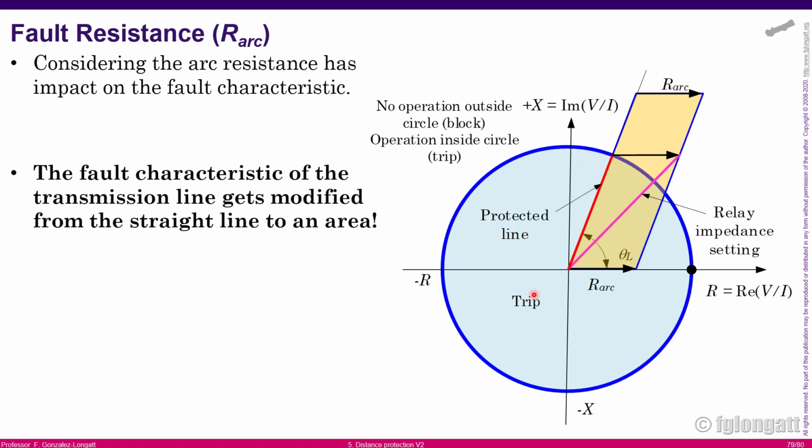My main problem is that we are studying distance protection, and what is the problem when we have an arc in distance protection? When we have an arc, we are adding resistance. Because we are adding this resistance, the apparent impedance that the relay sees is modified. Considering the arc resistance has an impact on the fault characteristic. What it is mainly doing is modifying the straight line we have when we have a clear voltage short circuit, and that red line is coming from the transmission line impedance. But if we have an arc resistance, we have the horizontal black arrow, and then some arrow at the top modifying the characteristic.